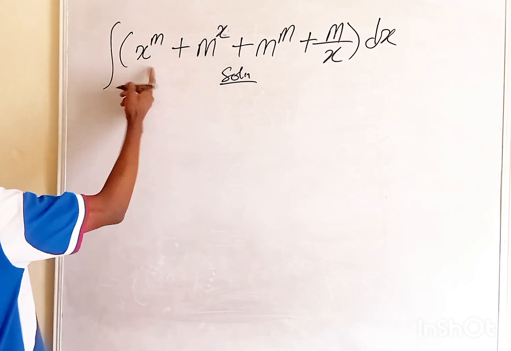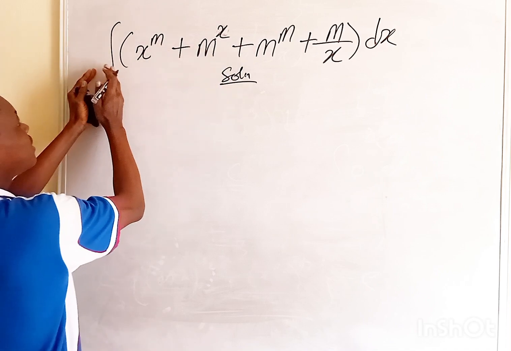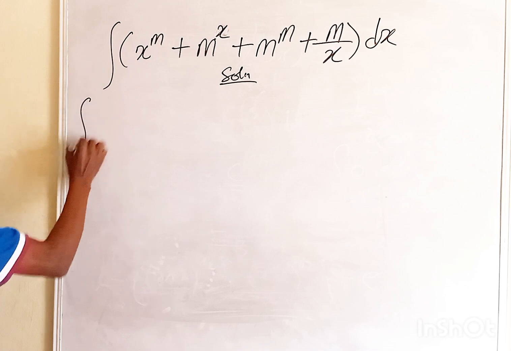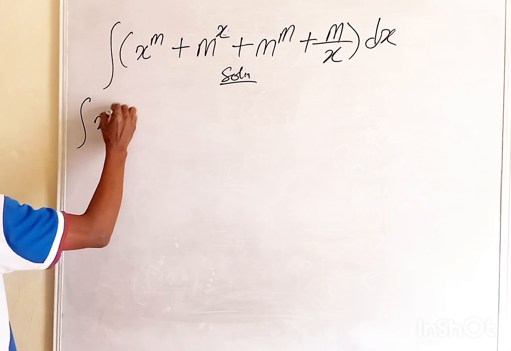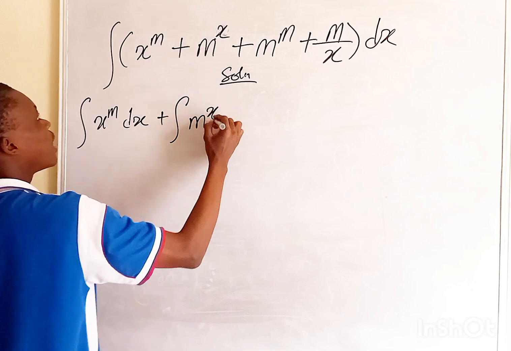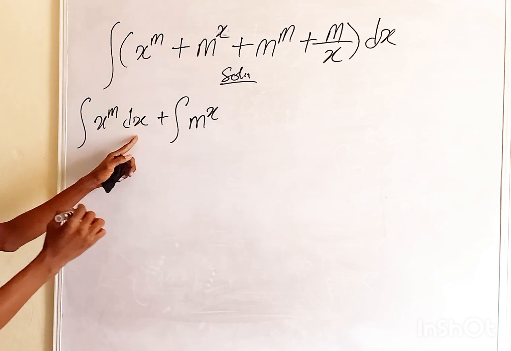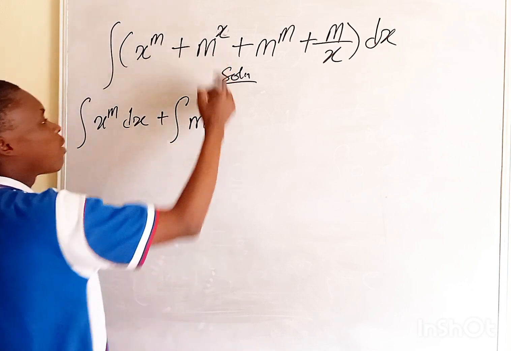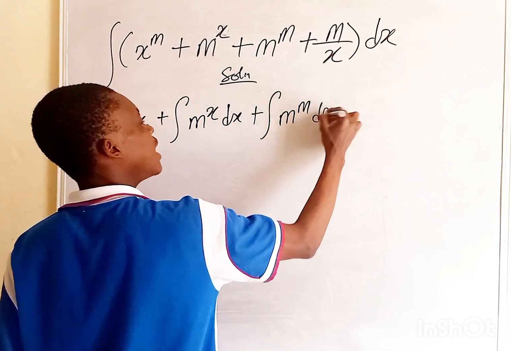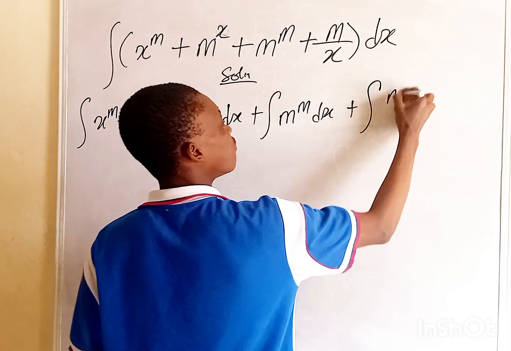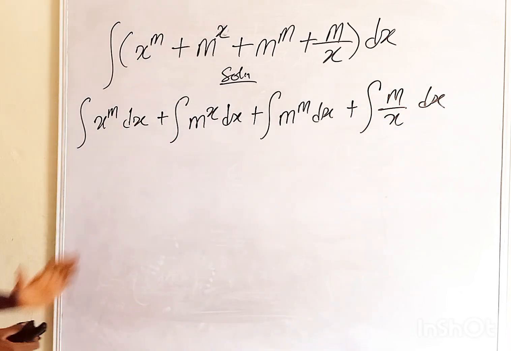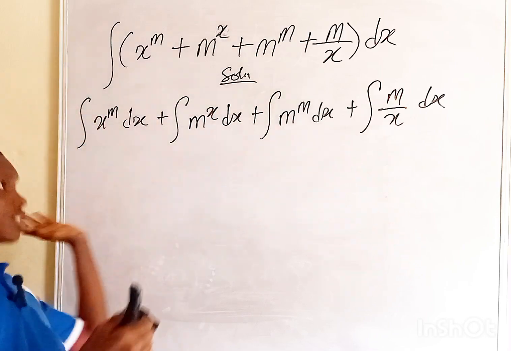First of all, let's share this. Let's distribute this integral sign, then also distribute the dx. So it becomes the integral of x to power m dx plus the integral of m to power x dx plus the integral of m to power m dx plus the integral of m all over x dx. All right, so clearly you've seen that we have shared the integral sign and shared the dx also.